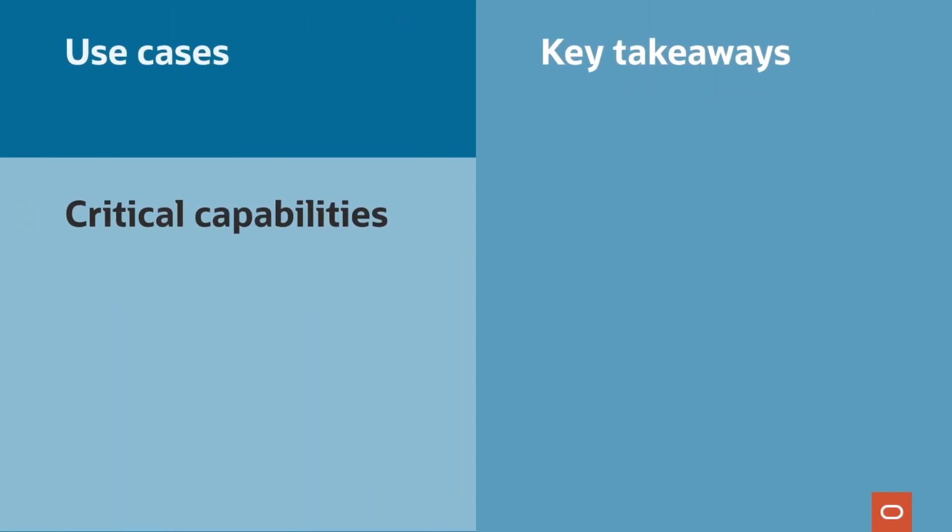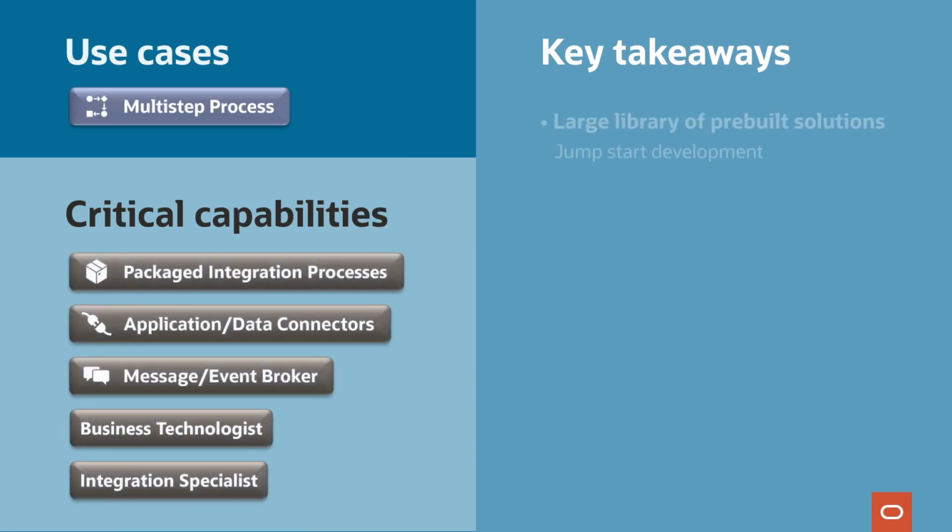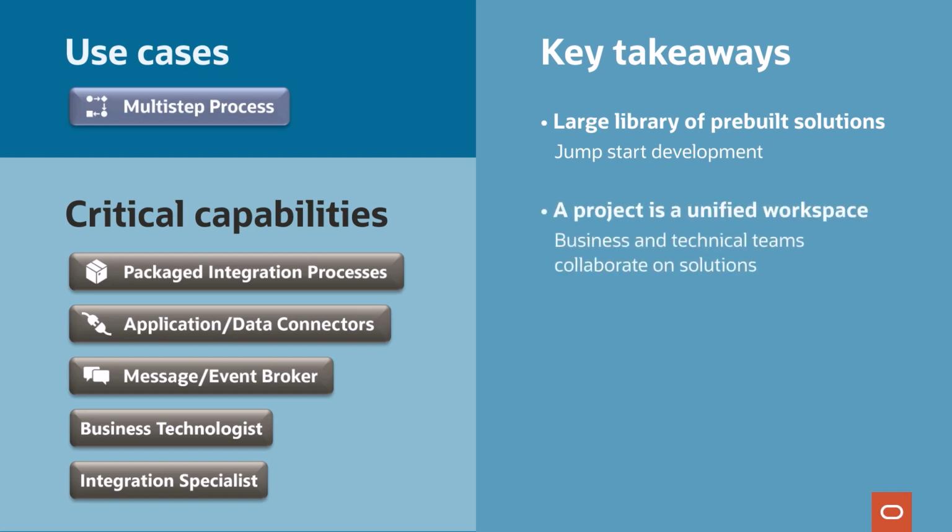Let's do a quick recap. We illustrated several use cases and critical capabilities. The key takeaways are that Oracle Integration has a large library of pre-built solutions. Projects are unified workspaces for all your team members that include all the assets involved in an automation solution.